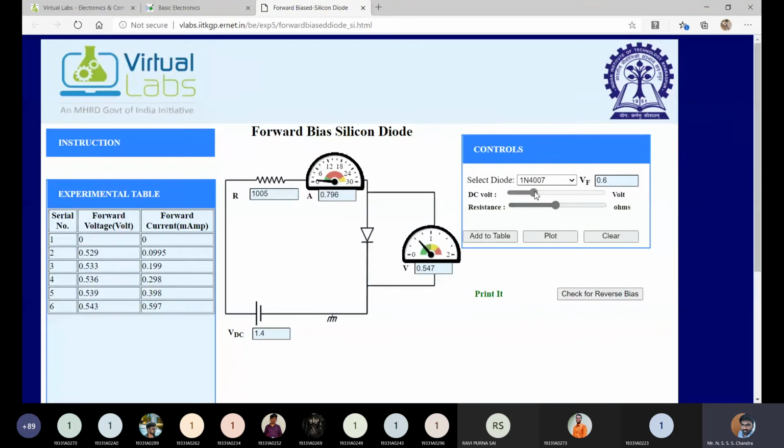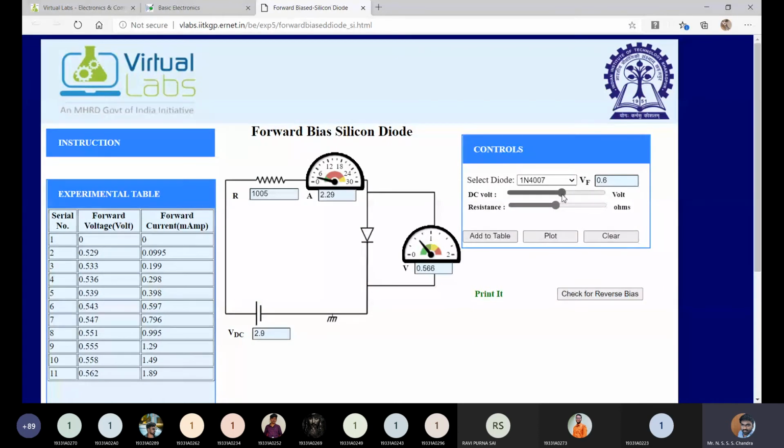At 1.4 I'll consider 0.54. So at 1.6 I'll take, it's 0.55, still less than 1. At 1.9 I'll take 0.555. Here you can say that it has just crossed 1 milliamp. At 2.1 volt, 1.5. So still the voltage VF has not crossed the 0.6.